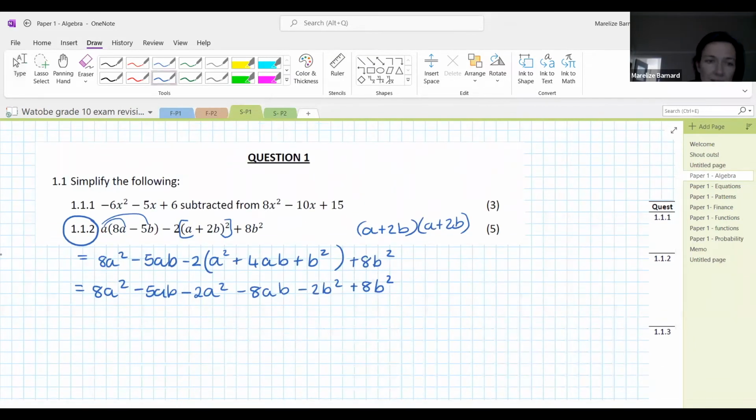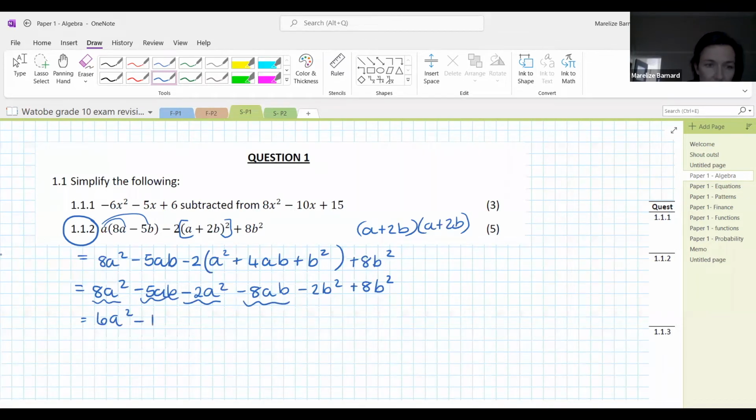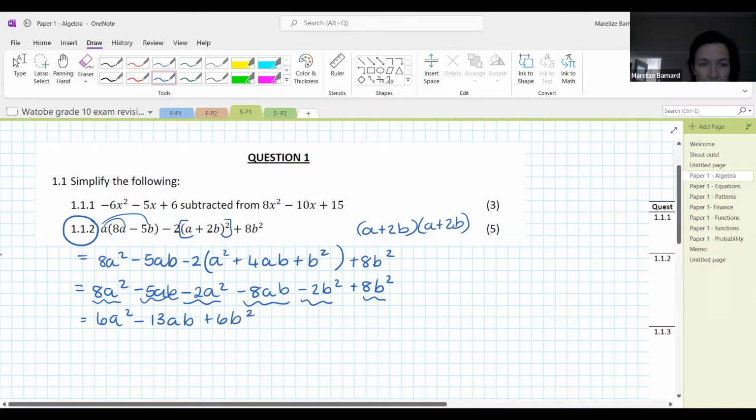And now it's just a matter of collecting like terms. We've got a squared minus 2a squared gives me 6a squared. I've got minus 5ab minus 8ab gives me minus 13ab. And minus 2b squared plus 8b squared gives me plus 6b squared.